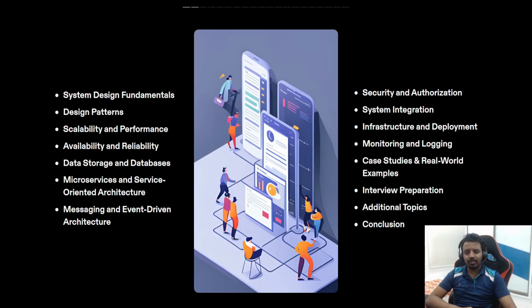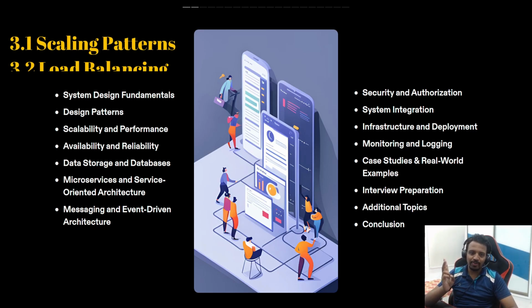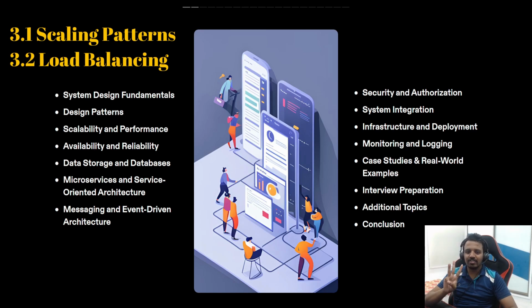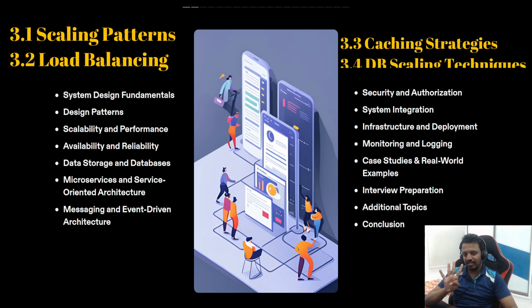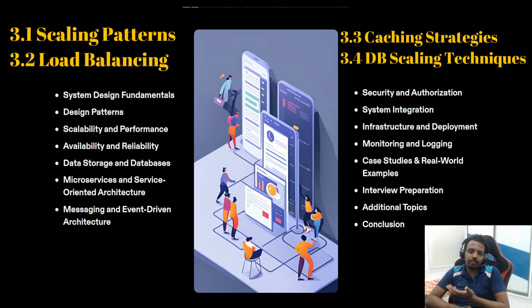In scalability and performance, we are going to learn about 4 topics. First is scalability patterns, second is load balancing, third is caching strategies, fourth is database scaling techniques. Basically what I am trying to do is cover all the relevant topics under one journey, one series, one playlist, so that for each topic we need not go to different channels or different series. That is my complete agenda with this series.